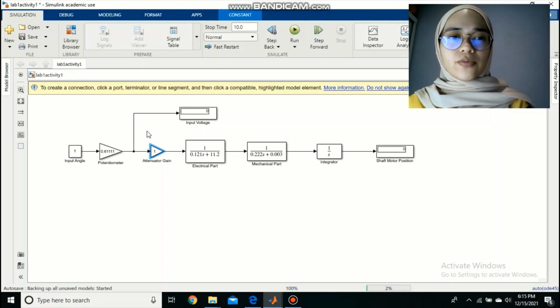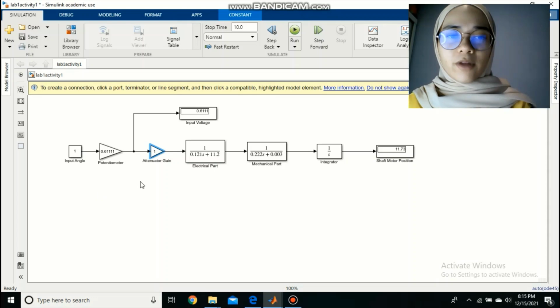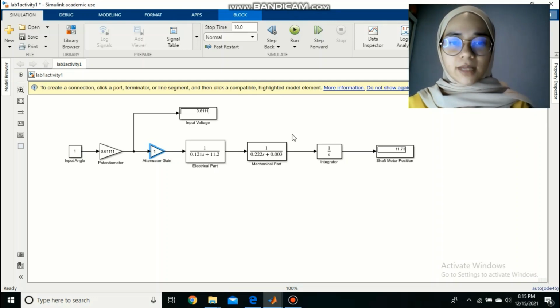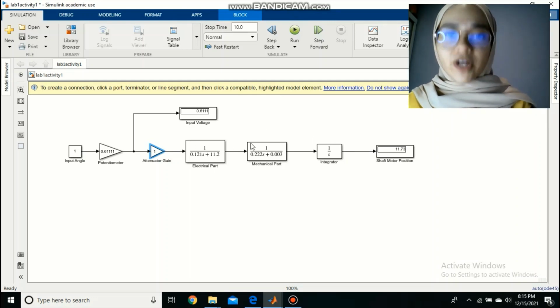The reason we set this actuator gain and input angle at 1 is because we want to see if our input voltage and shaft motor position show a value. If they show a value, that means our block diagram is functioning.